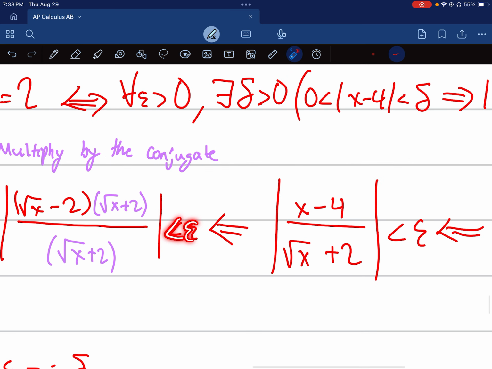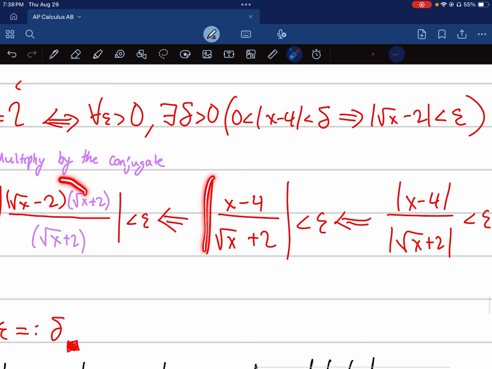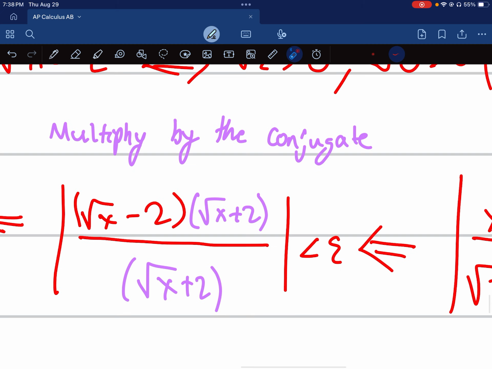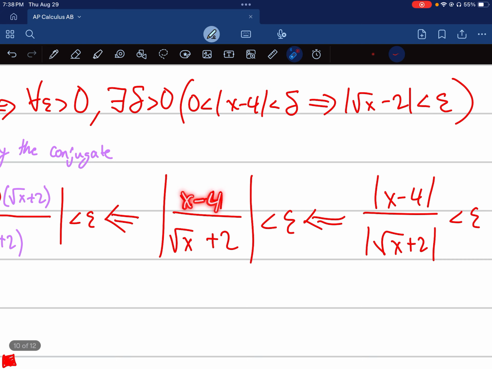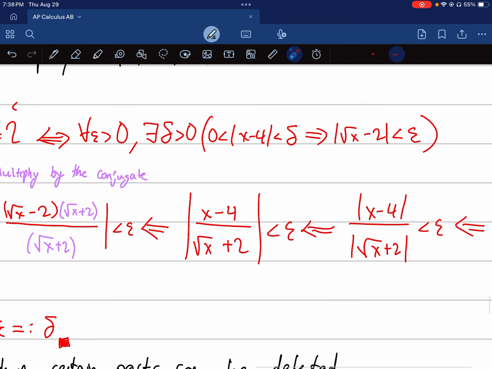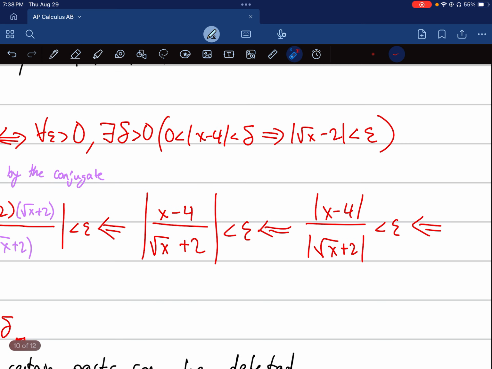This is less than epsilon, which is implied by the absolute value of, we're going to multiply this out. Remember, this is the difference of squares, which will get us the absolute value of x squared minus 2 squared, which is x minus 4 over, we're just going to rewrite this here, is less than epsilon, which is implied by, we're going to use the multiplicative property again to split these two absolute values less than epsilon.